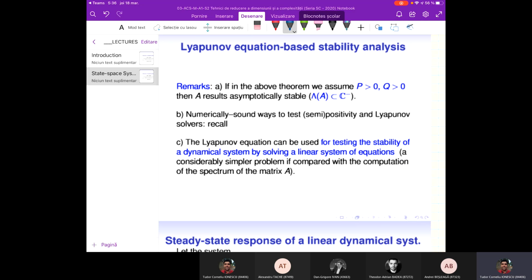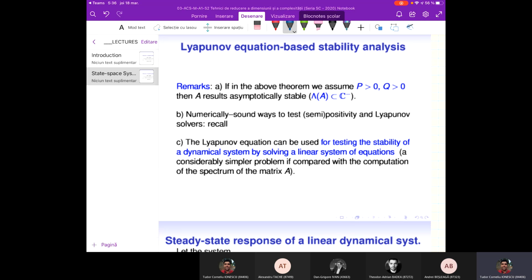It says here that the Lyapunov equation can be used for testing the stability of a dynamical system, solving a linear system of equations, a considerably simpler problem compared to the computation of the spectrum of the matrix A. That's why we use this Lyapunov equation to assess the stability of a linear system.